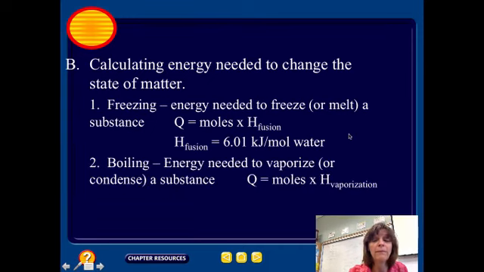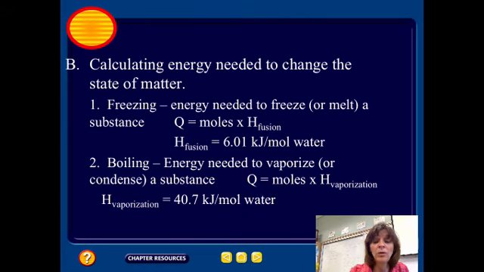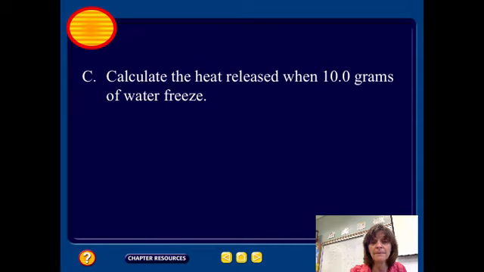For boiling, same equation, but it needs a lot more energy to boil, which should make sense. Gases have a lot more energy than liquids. So to freeze, you need 6 kilojoules per mole of water. That would be released to freeze or absorbed to melt. And to vaporize, you need 40.7 kilojoules absorbed to evaporate or released when you condense. So let's calculate. How much heat would be released when 10 grams of water would freeze?